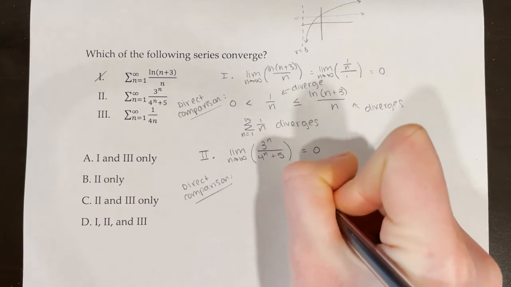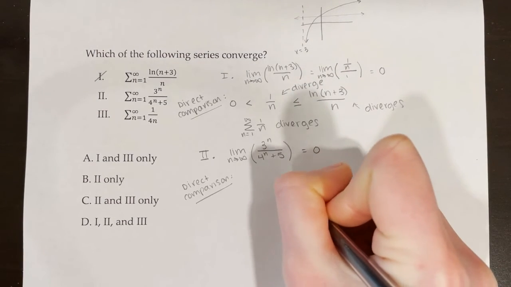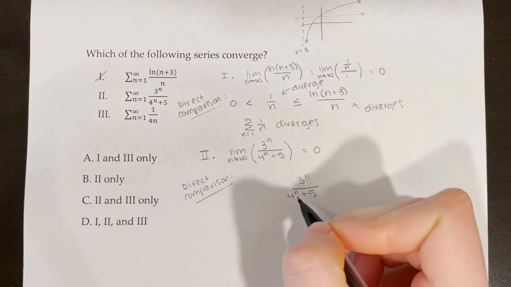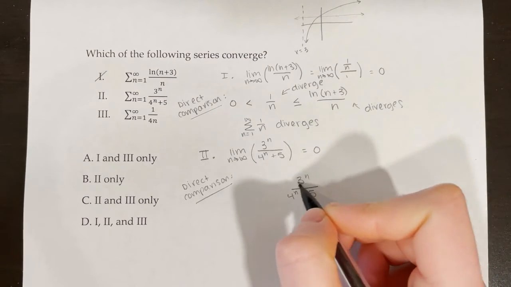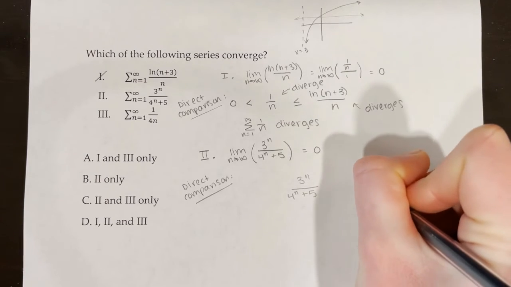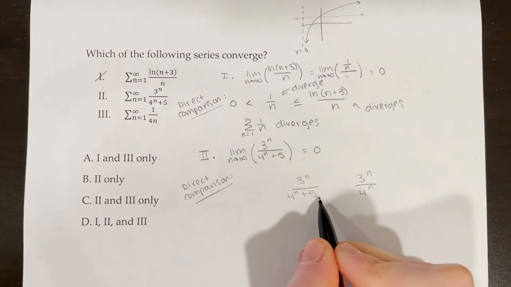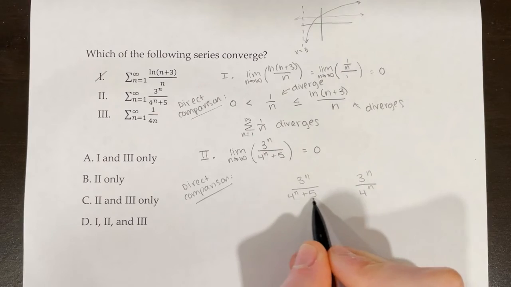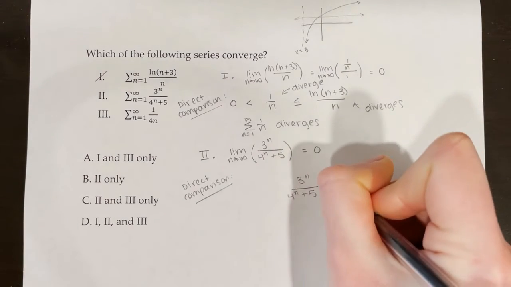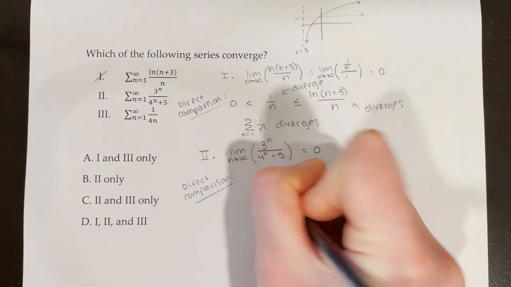If we have 3 to the power of n over 4 to the power of n plus 5, that is pretty close to 3 to the power of n over 4 to the power of n. Now, 3 to the power of n over 4 to the power of n is going to be slightly greater than 3 to the power of n over 4 to the power of n plus 5, because making that denominator a little bit bigger when we keep the numerator the same is going to make our overall function a bit smaller. So we'll set up our inequality like this.